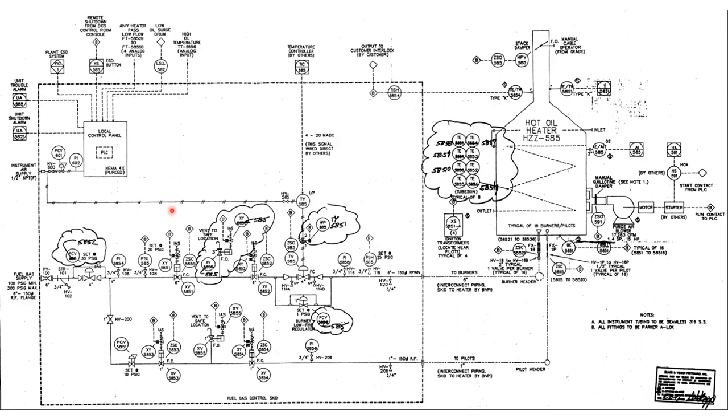the first question we would ask is, what are our inputs and what are our outputs to the system? So somebody would have to sit down and look at that. And this drawing would start to tell us what all our inputs and outputs would be into the PLC.